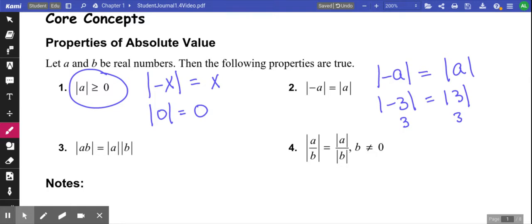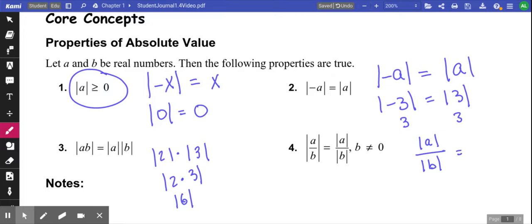Then we have, if you have two absolute values that you are multiplying together, so the absolute value of 2 times the absolute value of 3, you can combine them into one absolute value symbol. Same thing here with division. If I had the absolute value of A divided by the absolute value of B, we can combine that all into one division problem. The most useful ones are going to be 1 and 2. That's the one I see you guys using the most.